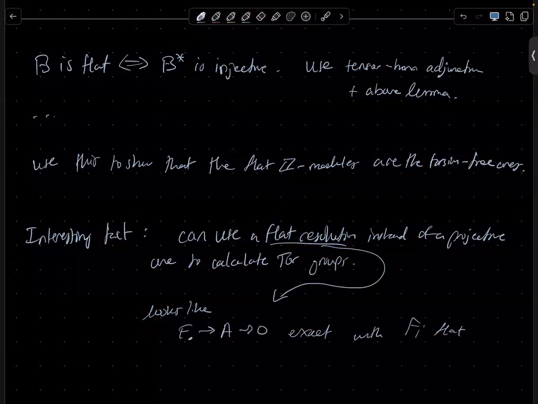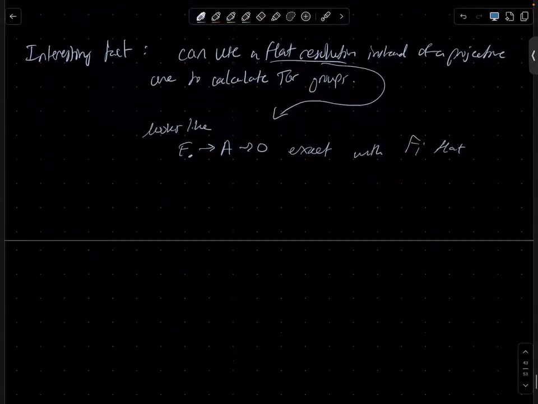10 minutes. A few things left to say. Okay, so we've spoken quite a bit about Ext and Tor. Now if I just give you a random left exact or right exact functor, can we do a similar thing as before? The answer is yes. These are called derived functors. So I'll write down the recipe.